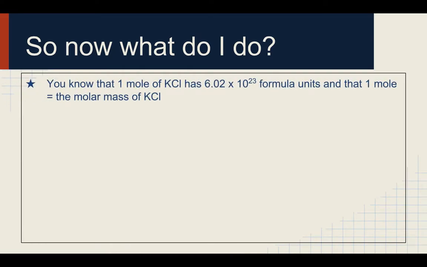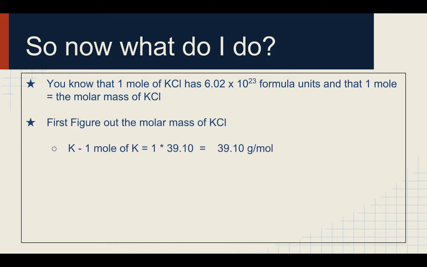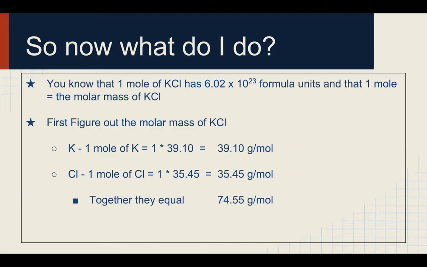So let's see what that might look like. Well, we know that 1 mole of KCl has 6.02 times 10 to the 23rd formula units because it is an ionic compound. And that 1 mole is equal to the molar mass. Well, let's first figure out that molar mass. Again, I look in the periodic table and I see that 1 mole of K is equal to 39.10. Since I only have 1 in the problem, I multiply it by 1. And here I have chlorine is 35.45. I multiply it by 1. And together I will get 74.55 grams per mole. I needed to know that because anytime you have mass, you need to find the molar mass.